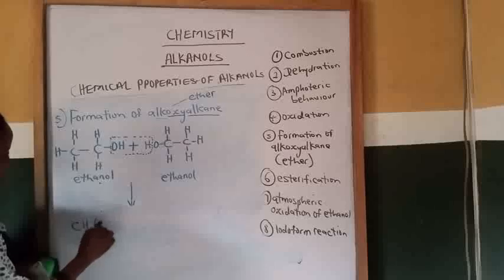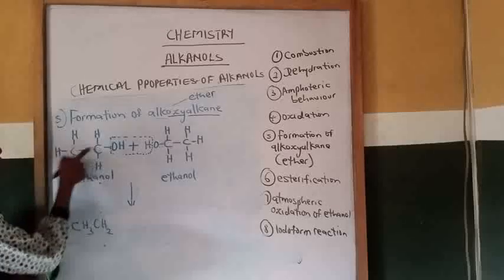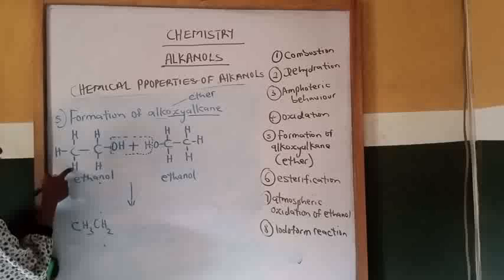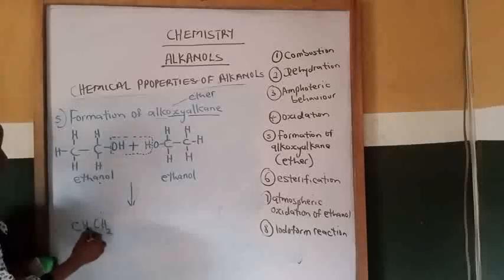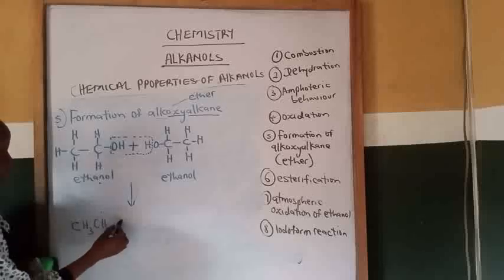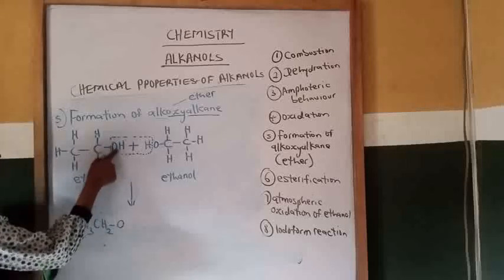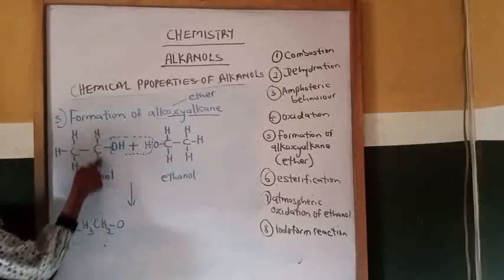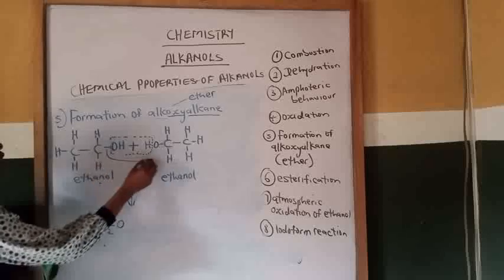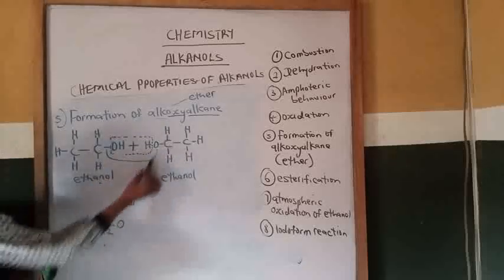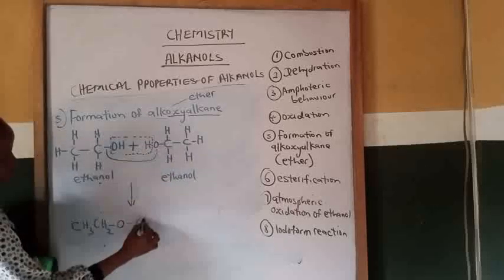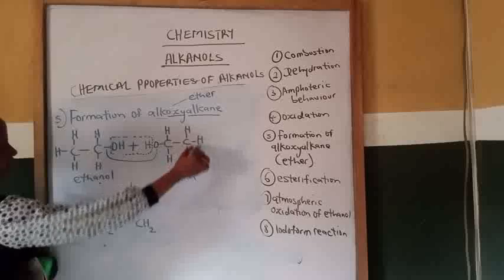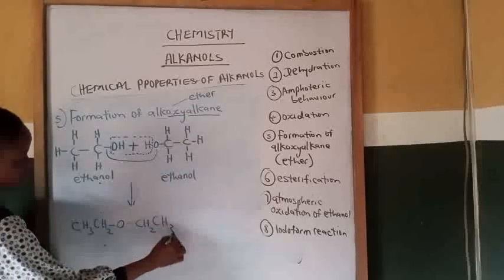CH3, CH2, because the first carbon atom has 3 hydrogen atoms, then the second carbon atom has 2 hydrogen atoms, CH3, CH2, followed by oxygen at this side. We have removed the OH, CH3, CH2. Then you join with this oxygen, then at this side, CH2, then CH3. So that is our product.